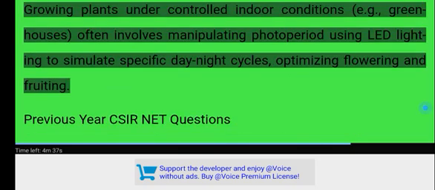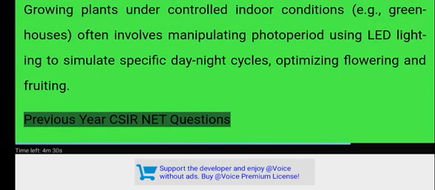Indoor and controlled environments. Growing plants under controlled indoor conditions, e.g., greenhouses, often involves manipulating photoperiod using LED lighting to simulate specific day-night cycles, optimizing flowering and fruiting. Previous year CSIR NET questions.